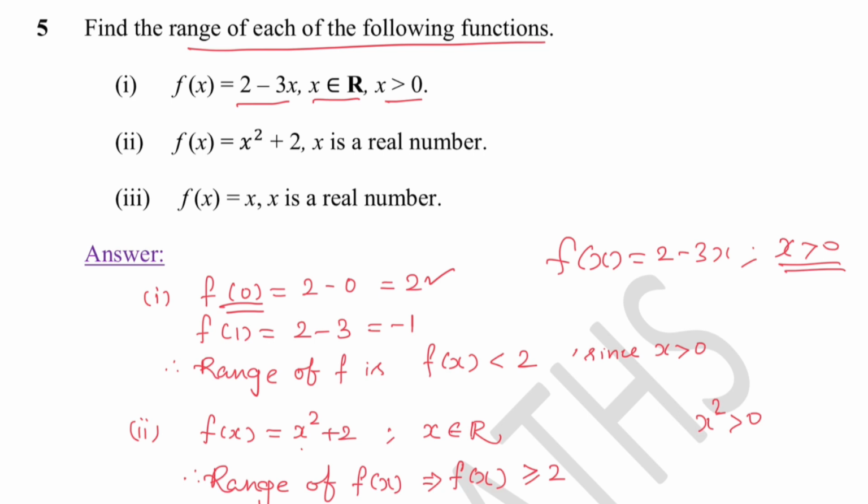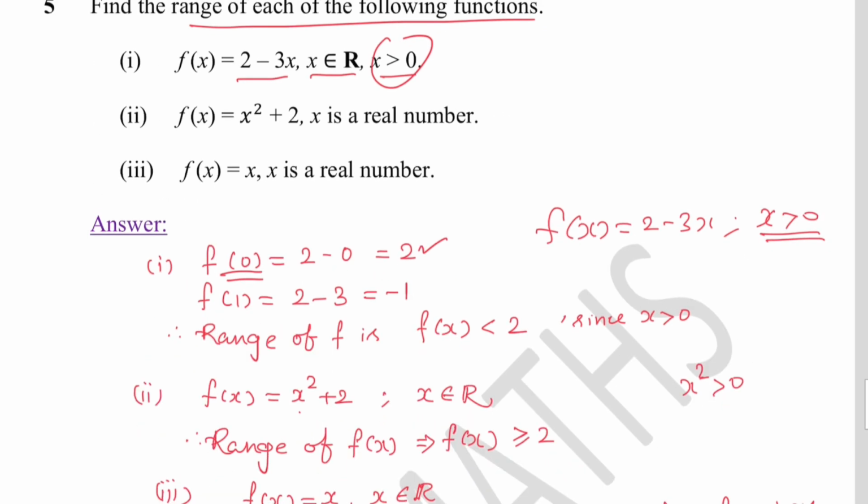So the value keeps on decreasing. f of 2 gives minus 4. So the value again decreases. So you observe that f of 0 is 2, which is not included. So f of x is less than 2, because the maximum value it can take is 2 but not equal to 2, because f of 0 is 2. So for any value just greater than 0 it will be less than 2, and to confirm that we take one more value, f of 2 or f of 1, whatever the values.